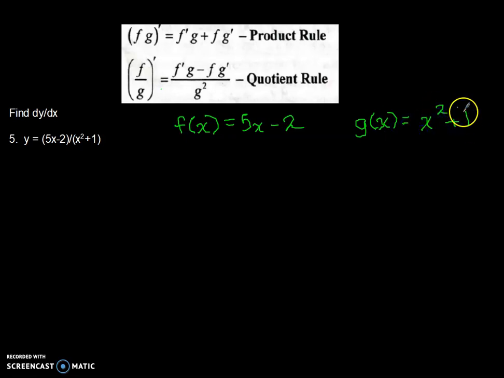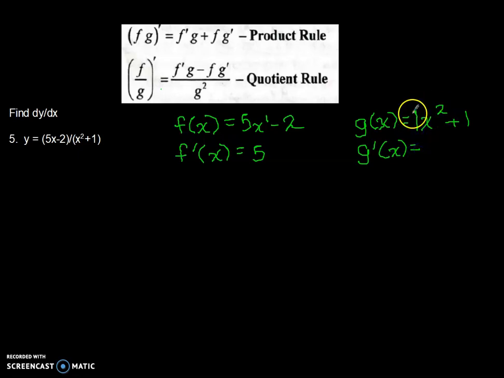plus 1. So notice, just like the product rule, you have to know its derivative in order to apply the rule itself. So to find f prime of x, I'm going to apply the power rule to each term. So 5 times 1 is 5. And then if I take 1 away from the power, it would give me x to the 0 power, which I'll leave out. And then the derivative of any constant would just be 0, so I'm not going to write that either.